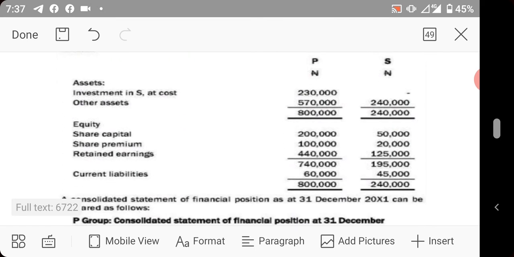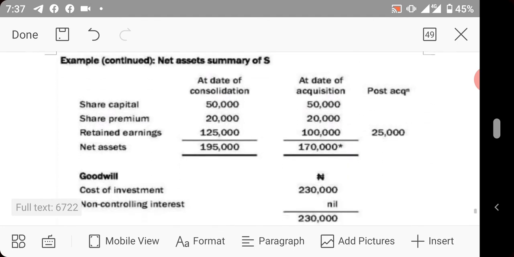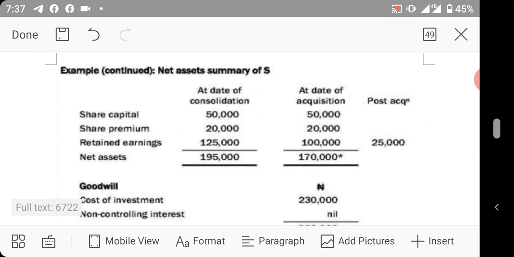We have equity, share capital, share premium, retained earnings, and we have current liabilities. So we have our values. Now, you have to do workings. You are required to consolidate. So the first working you do, as I told you, is to determine your net assets. You prepare your net asset summary. Your net asset summary will have 3 columns: date of consolidation, date of acquisition, and post-acquisition retained earnings.